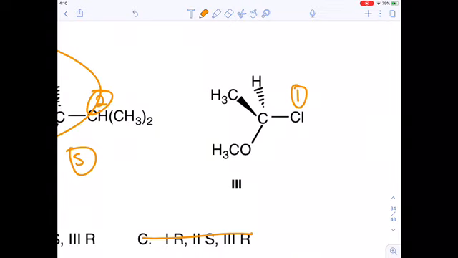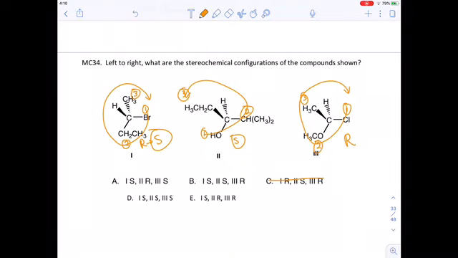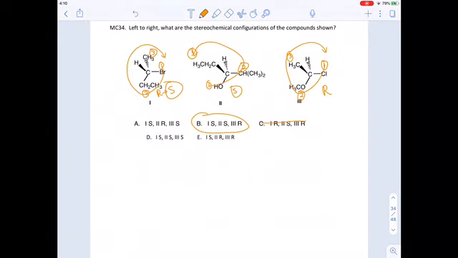Looking at number 3, again, halogen's going to come first, so Cl is 1. Then you're going to be comparing the OCH3, like the ether, and then the methyl. So the ether is going to come second, and the methyl is going to come last. 1, 2, 3. Because your lowest priority is on a dash, you can keep that as R. So now looking at our answer choices, we want SSR, and that corresponds to B. So the answer to multiple choice 34 is B.